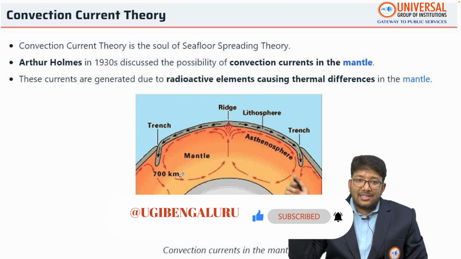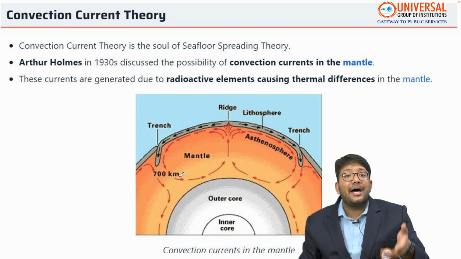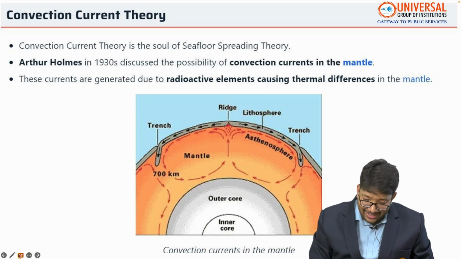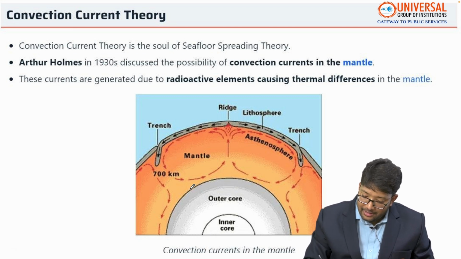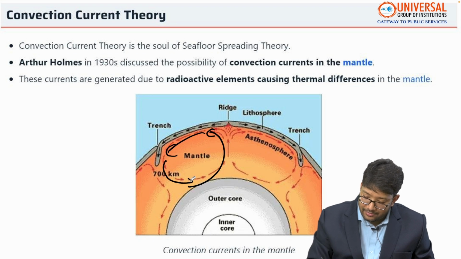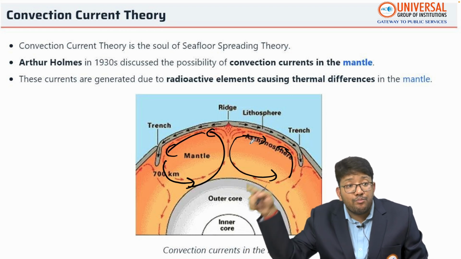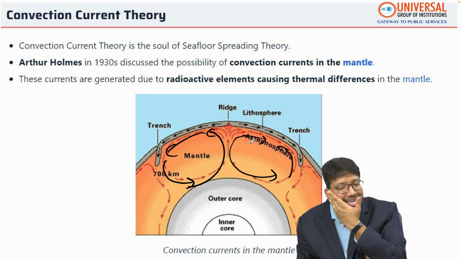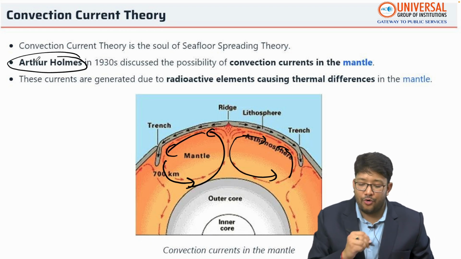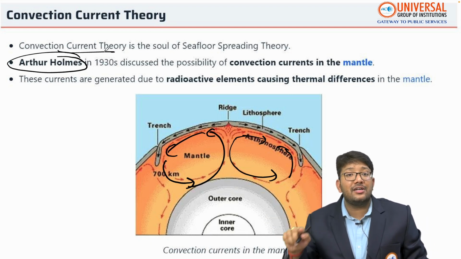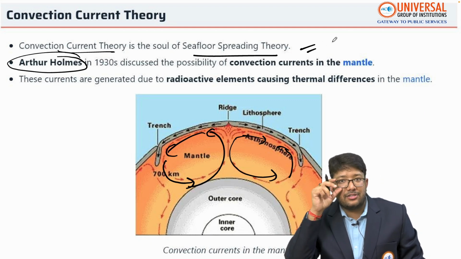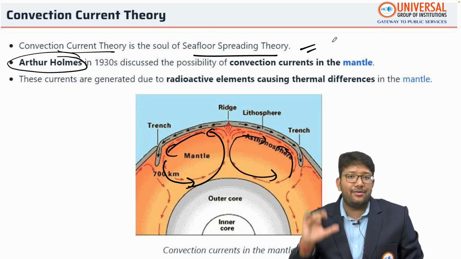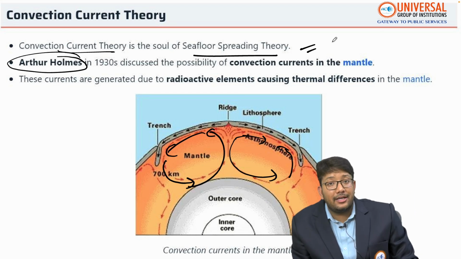Okay, remember? And this convection current theory was given by whom? Arthur Holmes in the 1930s, because he was the first one to tell about these currents in the mantle, that this is how the magma moves beneath the earth's surface. Remember the name, Arthur Holmes. And this particular convection current theory is the basis of the sea floor spreading theory that we will cover in the next lecture. Paleomagnetism, we will cover in that what exactly sea floor spreading theory is.